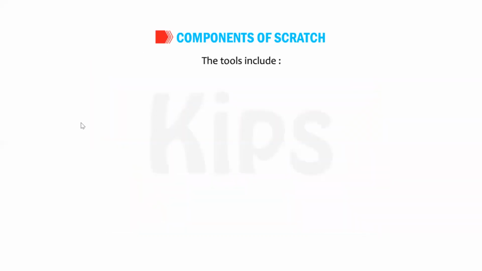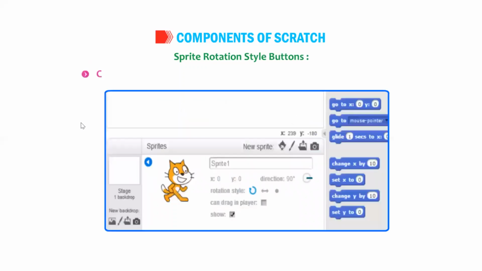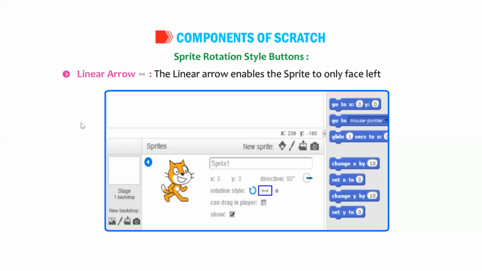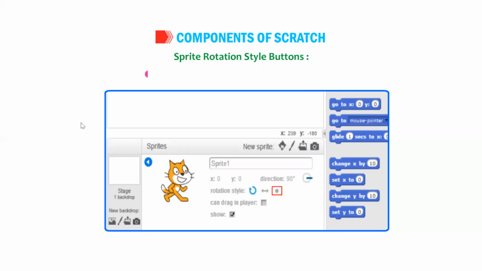The tools include Sprite Rotation Style buttons. Circular arrow. The circular arrow enables full rotation of a sprite. Linear arrow. The linear arrow enables a sprite to only face left or right. Disable rotation. It disables rotation. The sprite will remain facing 90 degrees even if it is rotated by any angle.